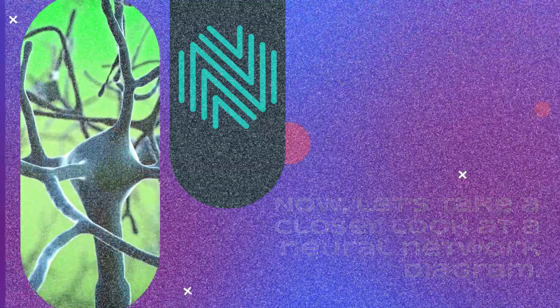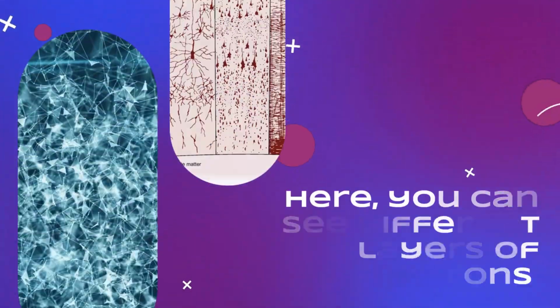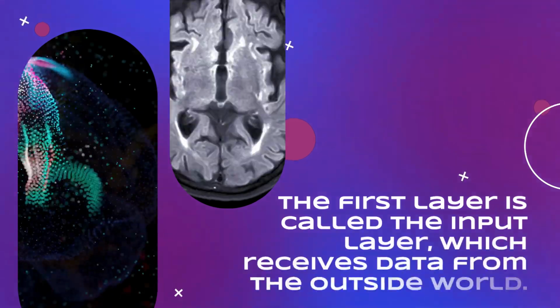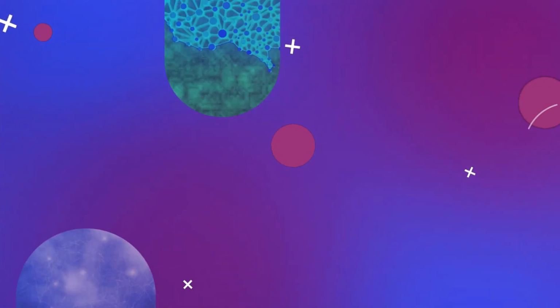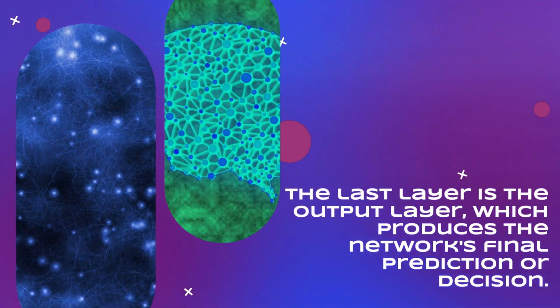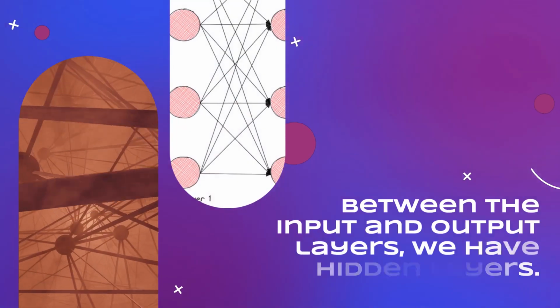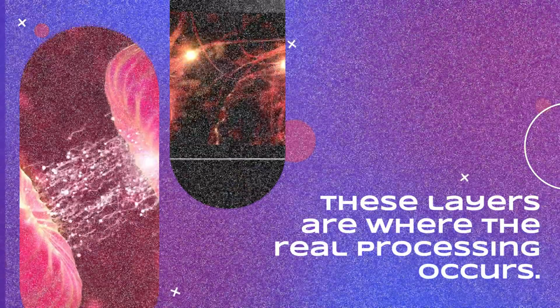Now, let's take a closer look at a neural network diagram. Here, you can see different layers of neurons. The first layer is called the input layer, which receives data from the outside world. The last layer is the output layer, which produces the network's final prediction or decision. Between the input and output layers, we have hidden layers. These layers are where the real processing occurs.